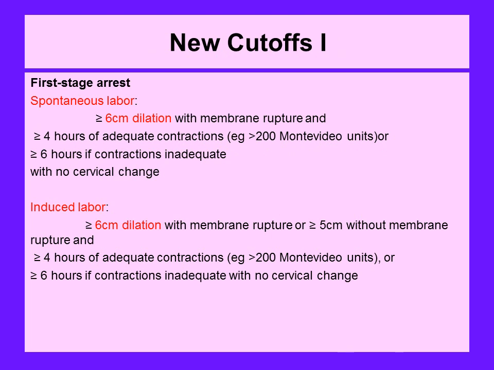The American College of Obstetrics and Gynecology hence developed new definitions for arrest of labor to prevent unnecessary cesarean section, meaning they set new cutoff timelines for us to consider whether labor has stopped or not. For example, to say that first stage of labor arrest has occurred in a patient with spontaneous labor, the patient should have a cervical dilation of more than or equal to 6 centimeters with membrane rupture and over 4 hours of adequate contractions with no cervical change.